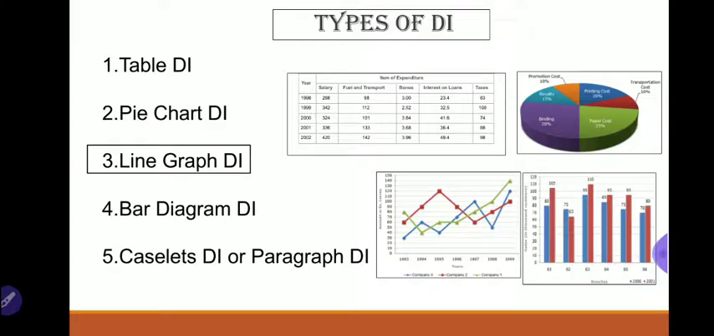We have solved one problem on table DI in the first lecture, and in the second lecture we solved a problem on pie chart DI. In that, we solved two types of problems on pie charts. The first was based on the percentage data given in the pie chart, and in the second, the data was given in the form of degrees. So in the third lecture we will now solve problems based on line graph DI.